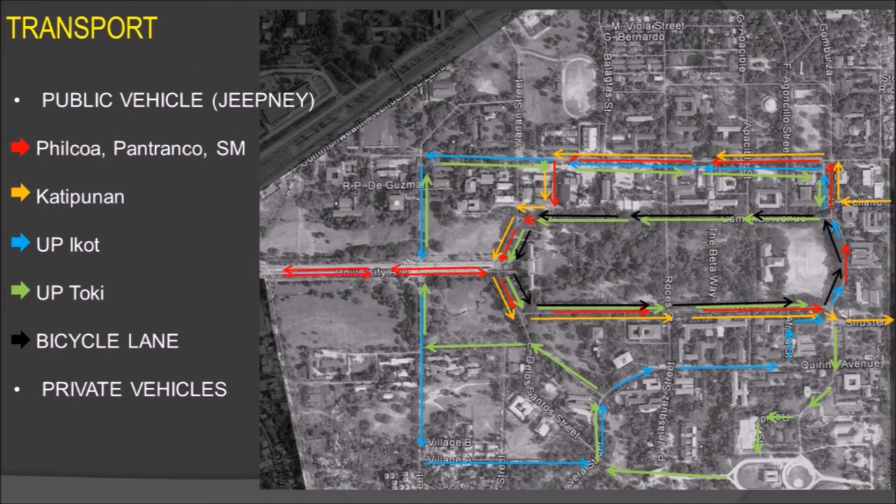Transport. This is a diagram that shows the flow of public and private vehicles. For the public vehicles, the red one shows the flow of going to Philcoa, Pantranco, and to SM North. The orange one is the flow of the jeep going to Katipunan. The blue one is for UP Ikot, and the green one is for UP Toki, which is the reverse flow of the UP Ikot. The black arrow is for the bicycle lane. As you can see, there are no jeepneys passing through our site, so we've decided to put a jeepney terminal as our strategy, not only for the paralytic children but also for the UP students.